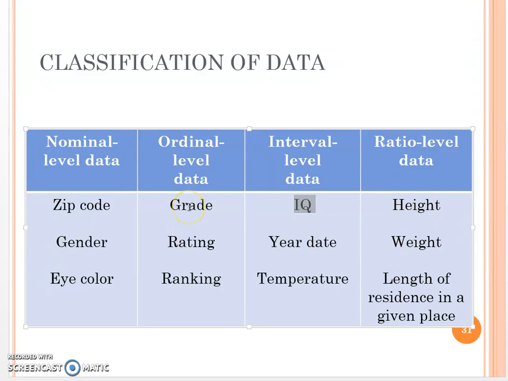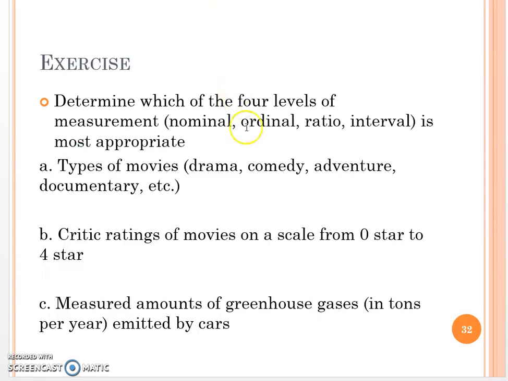Ordinal level means these data can be ordered. So the grade, rating, ranking, these can all be ordered. So ordinal. Nominal data, just put into different categories. So I'll give you guys a minute to check which of the following levels of measurement is appropriate for the data. You can take a pause and come back.